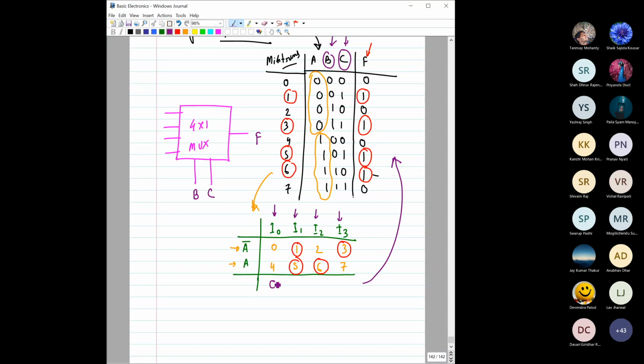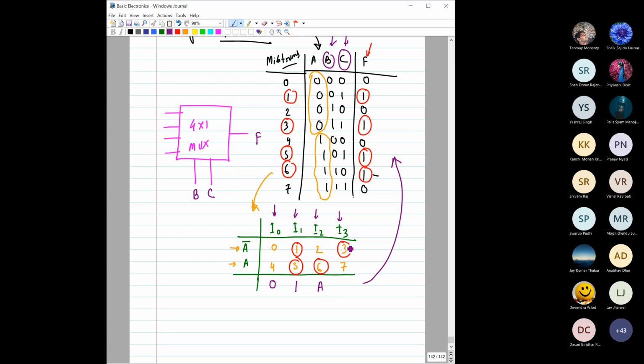If none of them is circled, then you have to write 0. Both of them are circled for I1, so I1 will always be equal to 1. For I2, this A is being circled, right? Only one of them is circled, and the circle position corresponds to A. So you have to write A here.